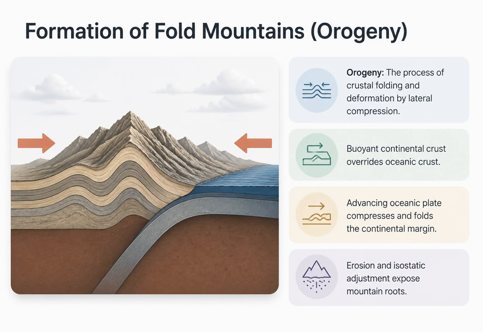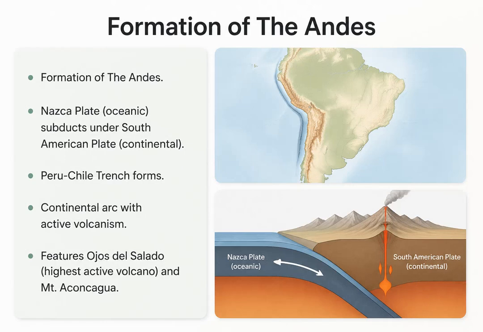Over time, as these mountains erode, the crust undergoes isostatic adjustment, meaning it floats higher on the mantle, eventually exposing the deep roots of the ancient mountains. The Andes Mountains in South America are the textbook example of continent-ocean convergence.